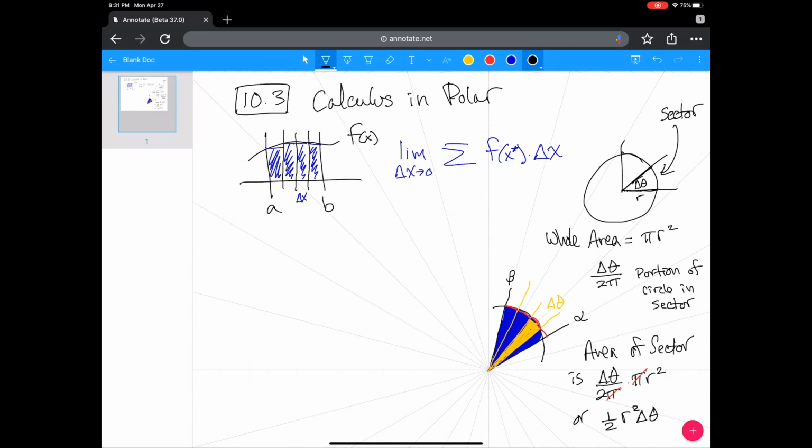So this is the formula for the area of a sector. And this would be what we would use to approximate the area of a particular sector with a fixed r value. We'd use that r value in this formula for the area of a sector, the same way we used the idea of the height times the base to get the area of the little rectangles under the curve.